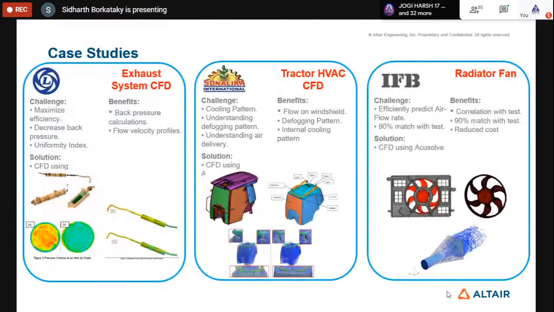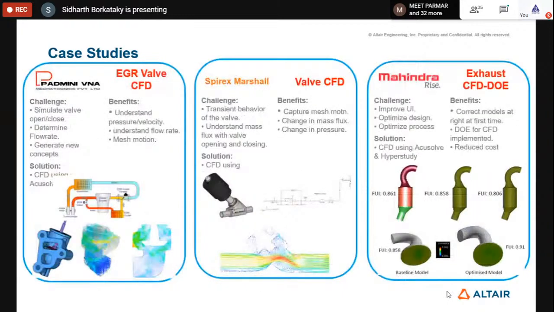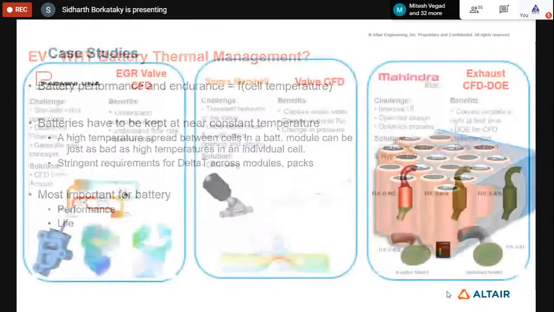These are some of the work done by leading OEMs and organizations in different CFD domains: exhaust, HVAC, fans and valves. Again, on the valve side, there is something called DOE, design of experiments, where different parameters are run and CFD gives you the final optimized one, which is basically the final product that would come during production.